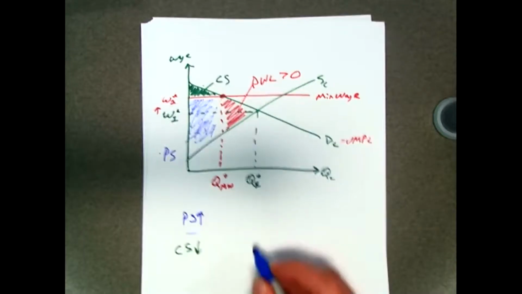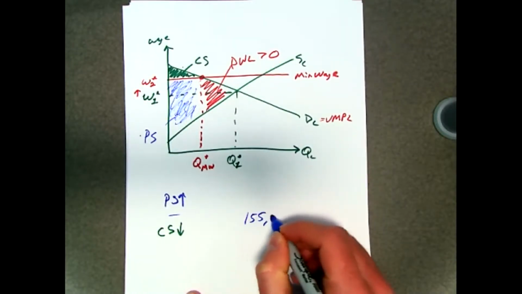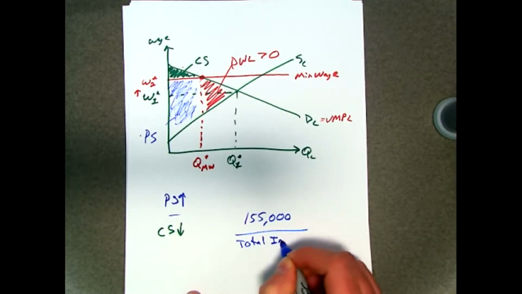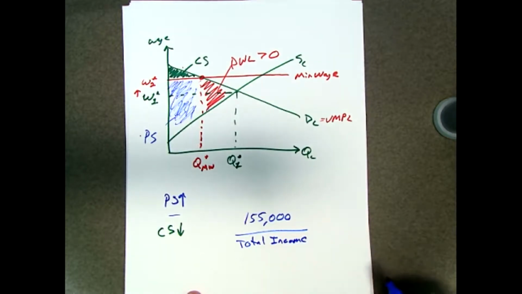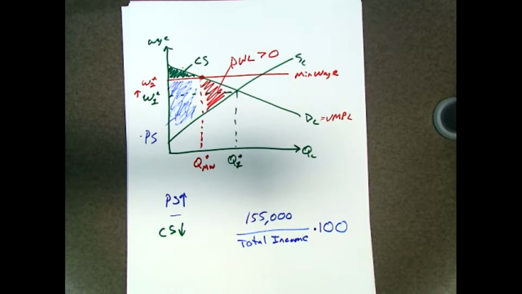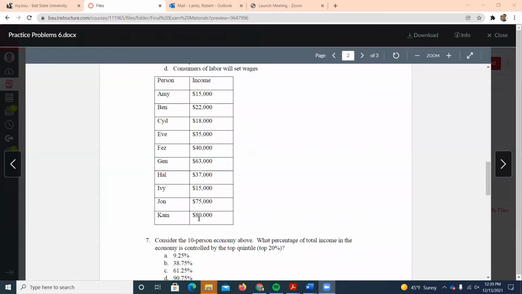All I'm going to do is take their income, divide it by the total income in the economy, and then because I want it in percentage form, I'm going to multiply by 100 or move the decimal point 2 places. So to get that total income, I'm just going to add up all of these income values here. I think if I do this, so it's going to be what?